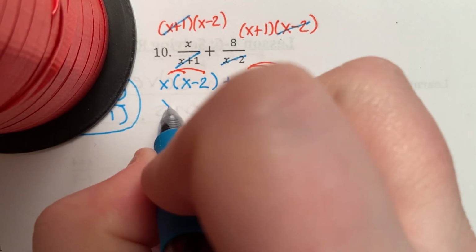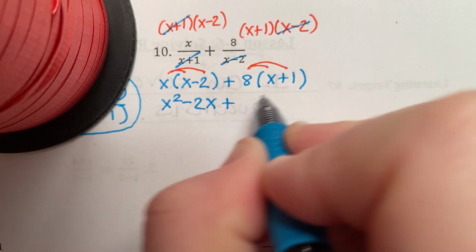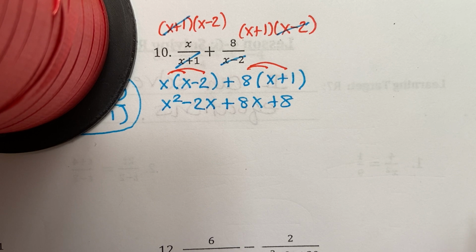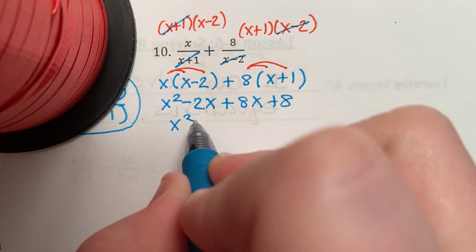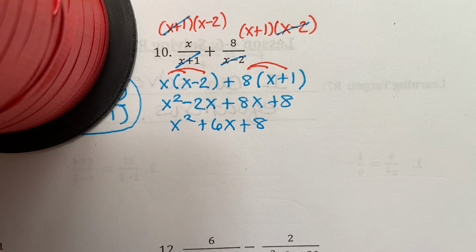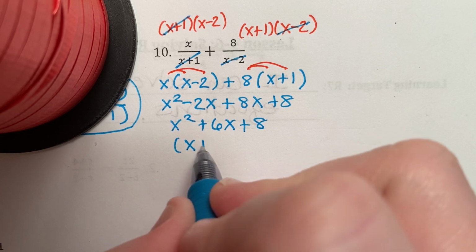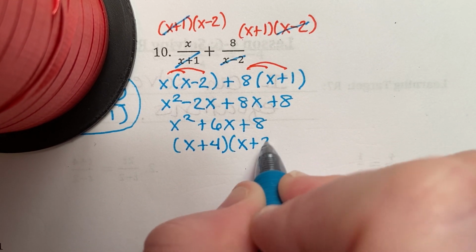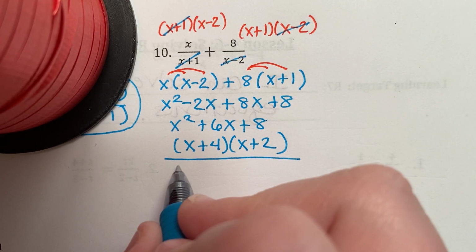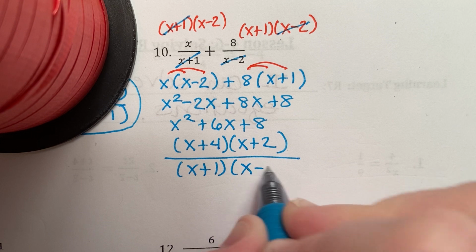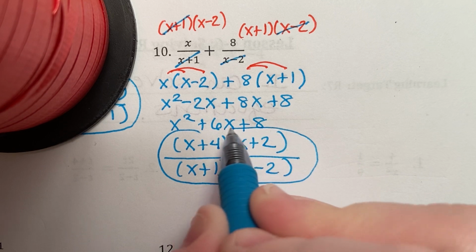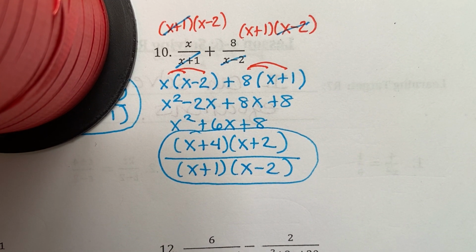So that leaves me with x squared minus 2x plus 8x plus 8. I'm going to combine my like terms. So I get x squared plus 6x plus 8. Now I need to factor. So I'm going to have x plus 4, x plus 2. I'm going to bring back my original denominator, whatever I multiplied by up here. So x plus 1, x minus 2. And nothing cancels out, so this is my final answer. Again, I'm not asking you to remultiply that out.